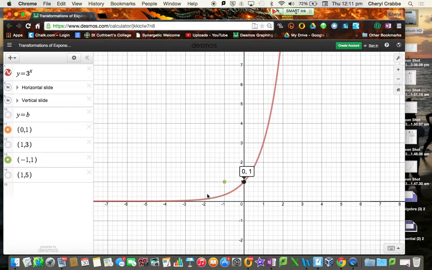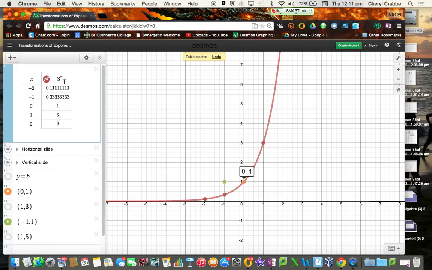All right? The other thing you will notice, and I'm going to do a little trick, I'm going to turn this into a table. Now, this is the same equation, y is equal to 3^x. But you'll notice that we've got the 2 and the 9. That makes sense. 3 squared is 9. 3 to the exponent 1 is 3. 3 to the exponent 0 is 1, and so on.